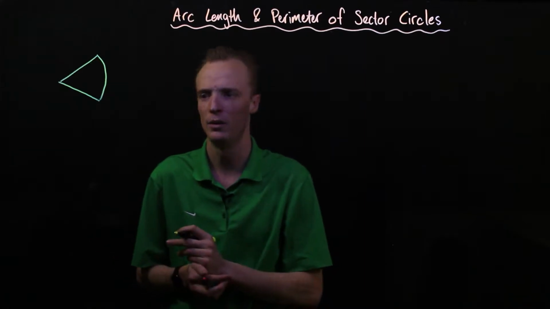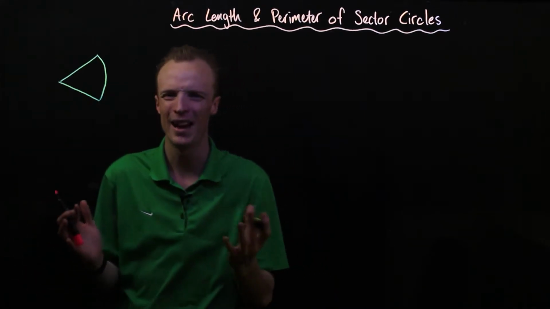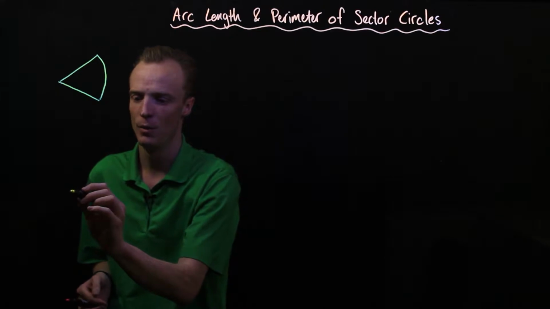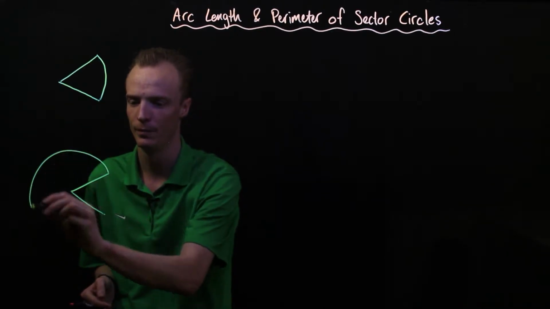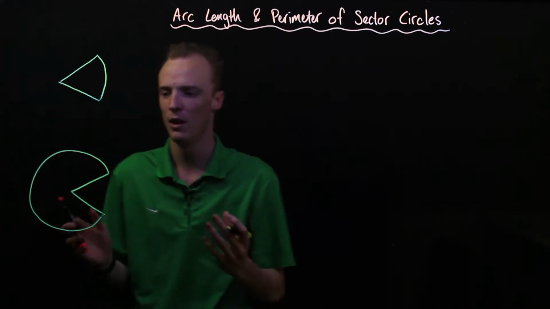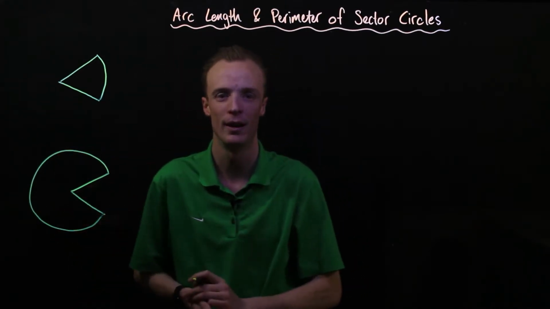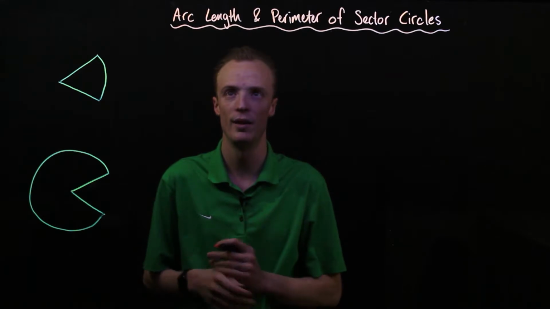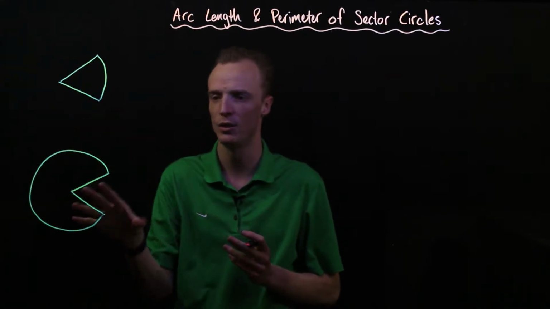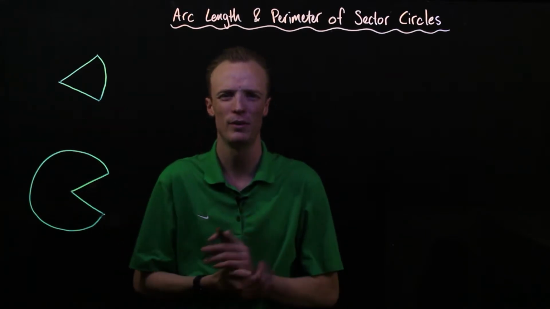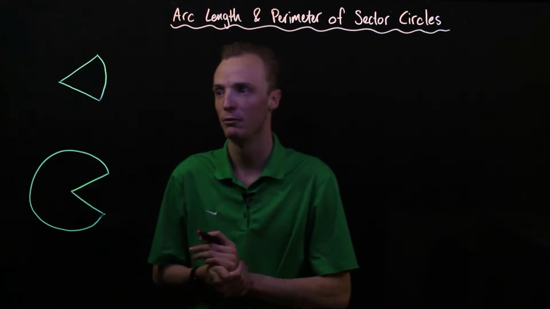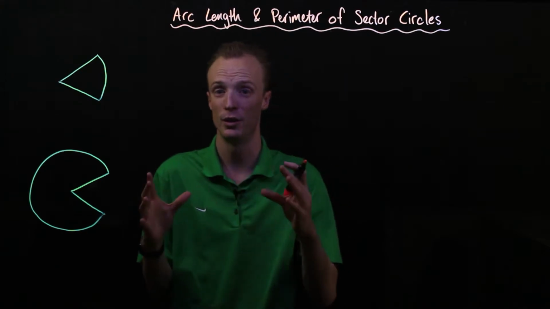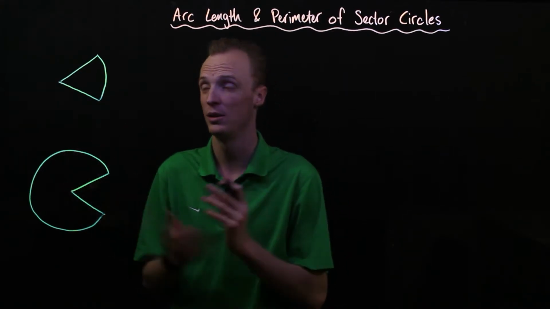The other style that we could consider might be the Pac-Man style, where we've got more than half of our circle and it forms a little Pac-Man. Now, in order to find the arc length or perimeter of these types of shapes, there are two pieces of information we need. The first is the radius length of the circle itself, if it was a whole circle.